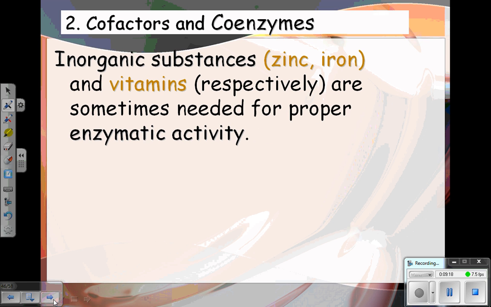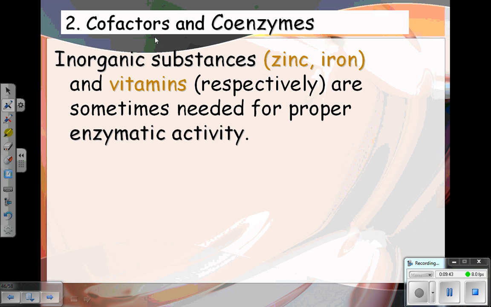So those are the environmental conditions that you need to know. Cofactors and coenzymes. The cofactors are inorganic substances. Inorganic means there's only one carbon or no carbon at all. So these are minerals, stuff like zinc or iron. And so you might need some iron, maybe an atom of iron in this particular enzyme in order for it to work. Or vitamins would be the coenzymes.